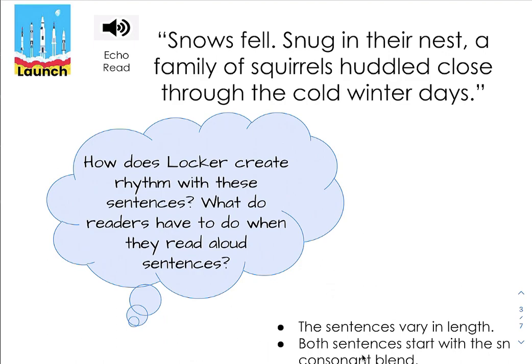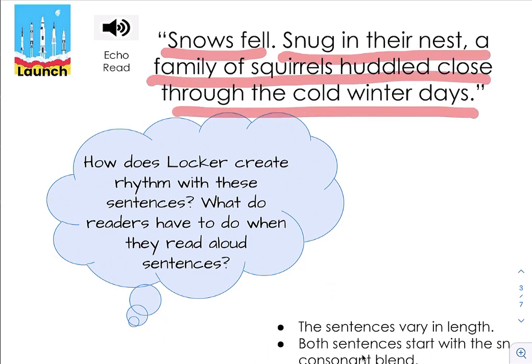So both of these sentences vary in length. That means they're different lengths. So notice we have Snows fell. One sentence there. Then we have Snug in their nest, a family of squirrels huddled close through the cold winter days. That second sentence is much longer. So we have varied lengths in sentences. And both the sentences start with that SN consonant blend. Snows fell. Snug in their nest. So we have a little rhythm there as we read.